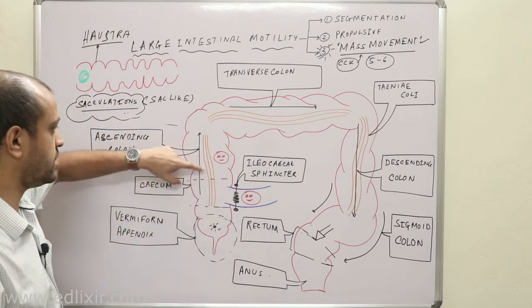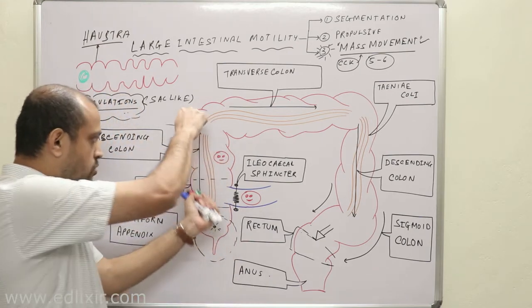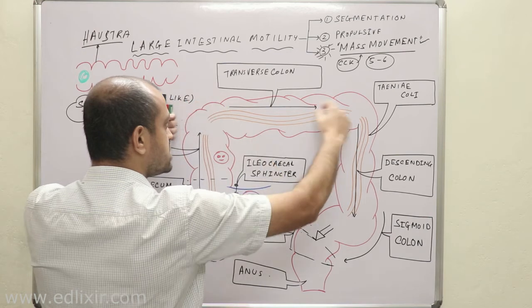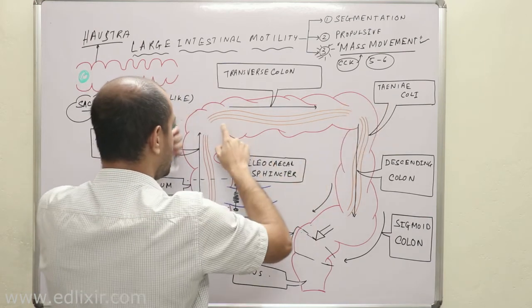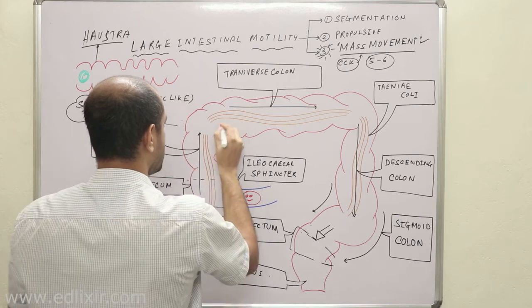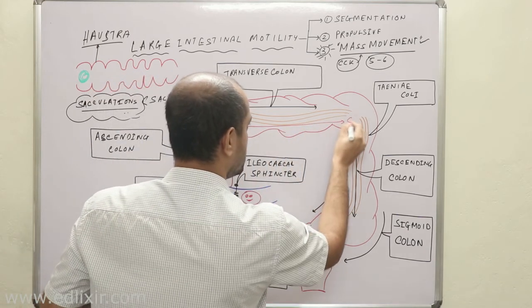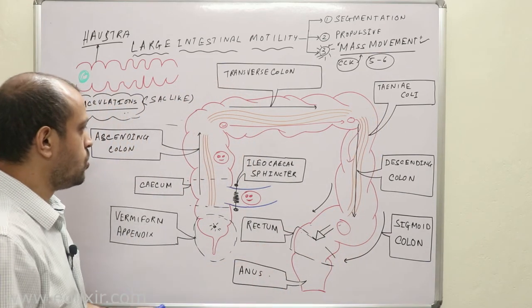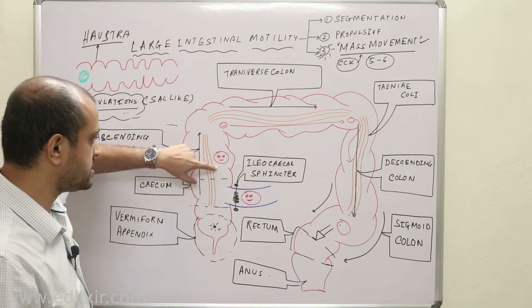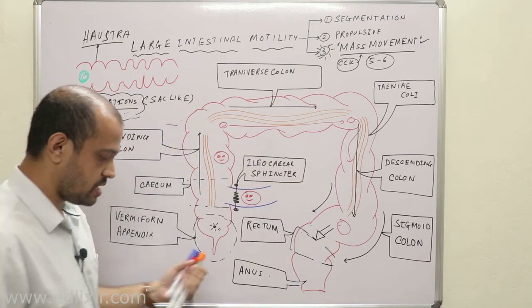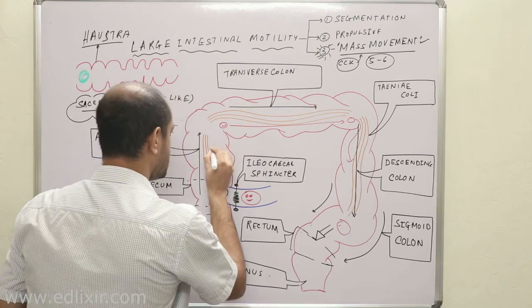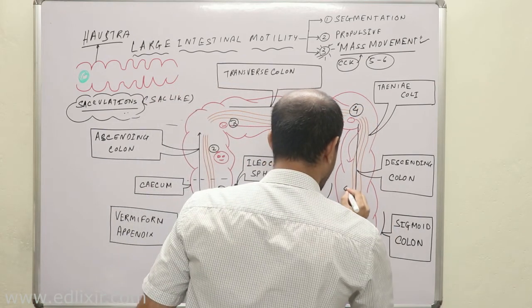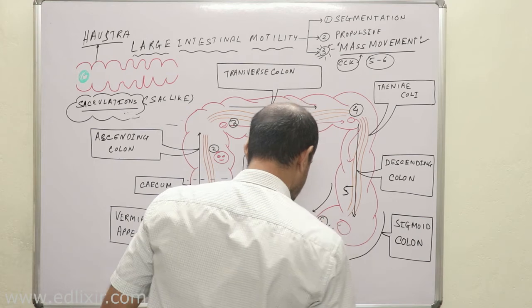So then comes Taenia coli. What happens is this: Taenia coli actually contracts and pushes this food particle here. And then the transverse colon Taenia coli contracts and pushes this food particle which was present here, here. And then this contracts and pushes this here, and it ultimately reaches here. Now listen, what is the basic difference between the chyme present here, here, here and here? Suppose I am drawing site number 1, 2, 3, 4, 5, 6, 7.